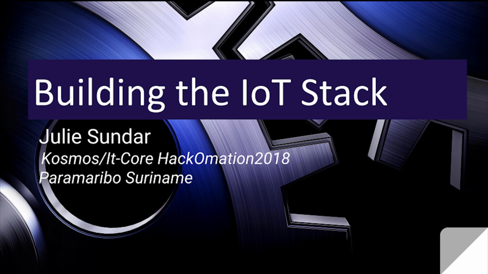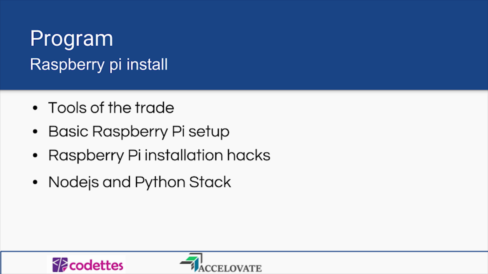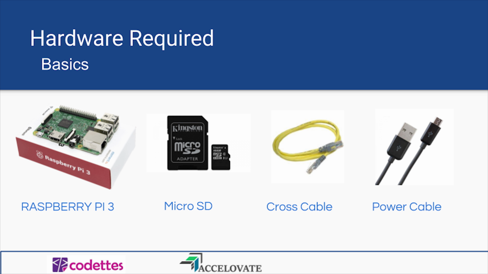for Hackathon 2018. Today I'll be giving you the tools that you're going to be needing, how to basically install your Raspberry Pi, and how to install your Node.js and Python stack. I presume that you guys already have your basic hardware, which is your Raspberry Pi 3, your micro SD card and card reader, your cross cable, and your power cable.